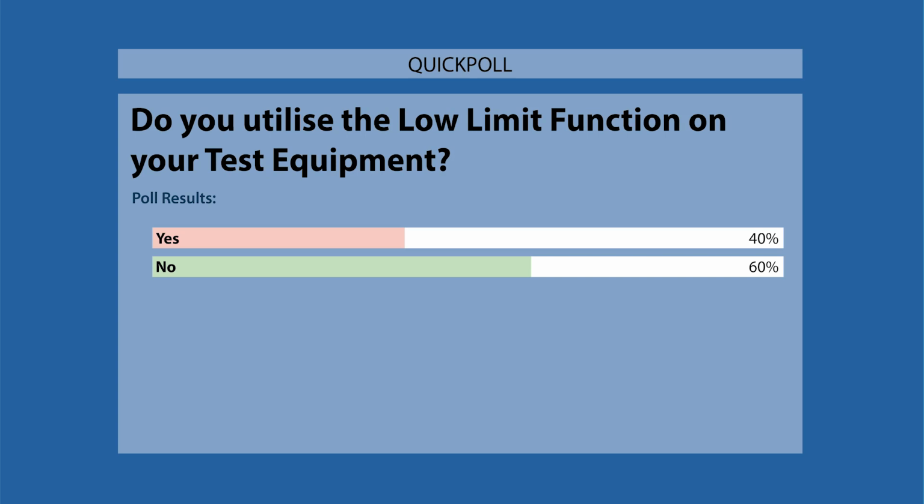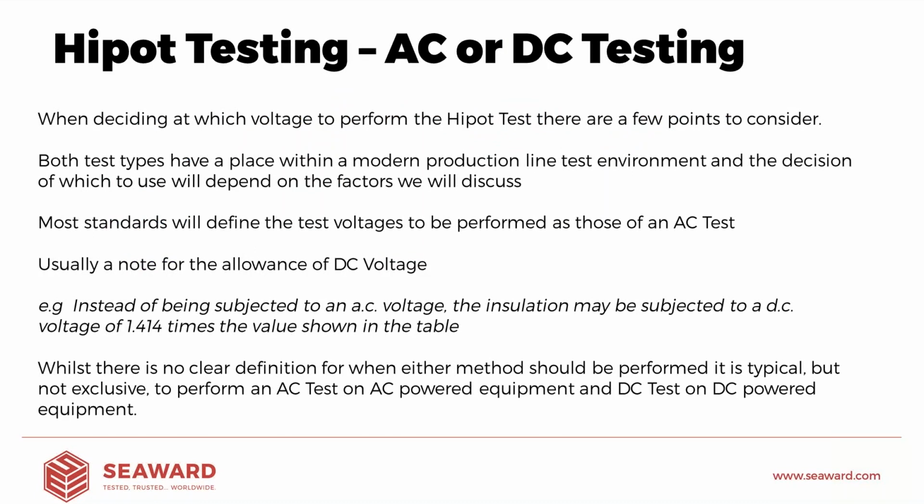So let's move on and start to look at the differences between AC and DC testing. Both of the tests can be used, providing that your equipment has the capability to do so. But the decision to choose which one to use depends on a couple of factors, a couple of practicalities. We'll talk through some of those that hopefully will aid you in making the decision that's best for the type of products that you're going to be testing.